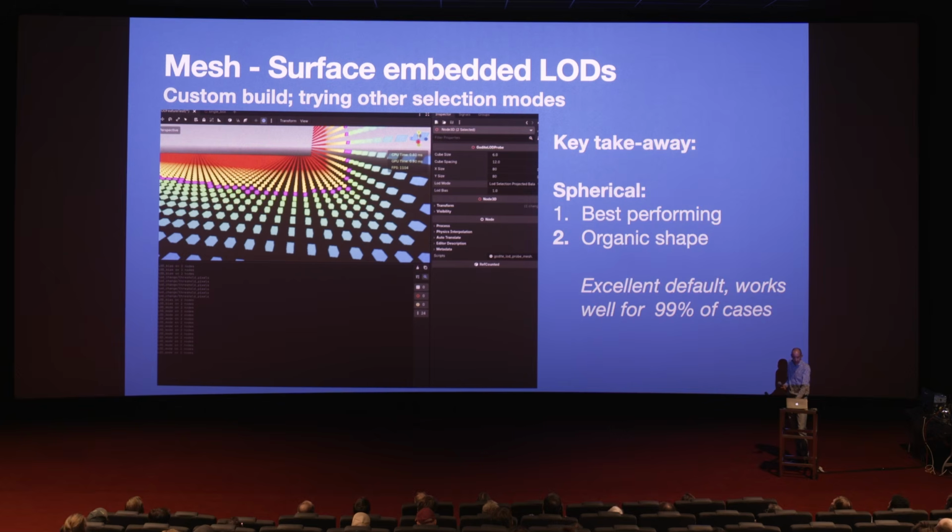The key takeaway: why is spherical the selection mode in Godot? It performs best, it's an organic shape, and it's just an excellent default. So for 99% of games, 99.9 probably, unless you're doing really exotic things, might talk tomorrow, of course, it won't be a problem.